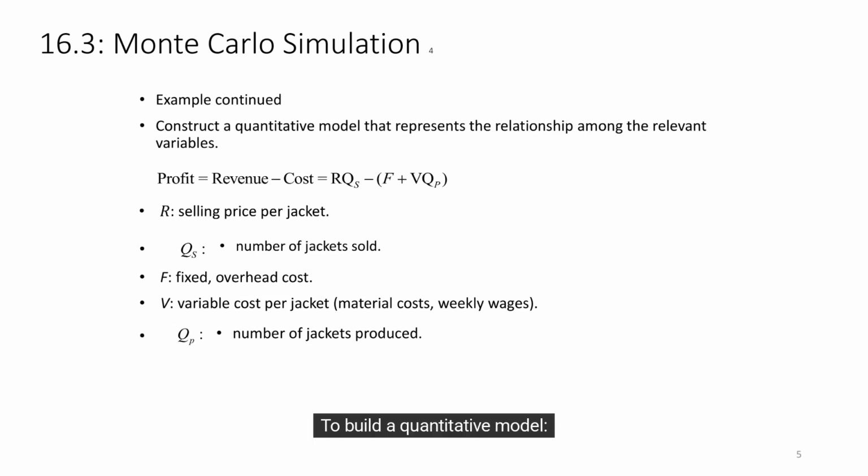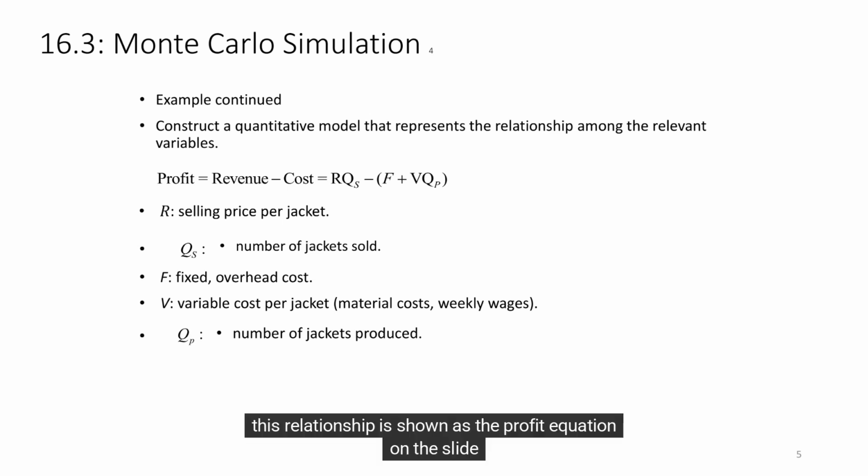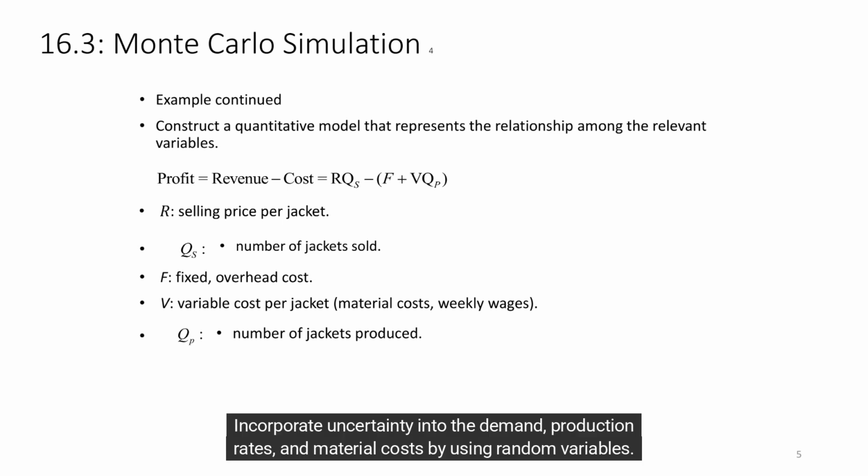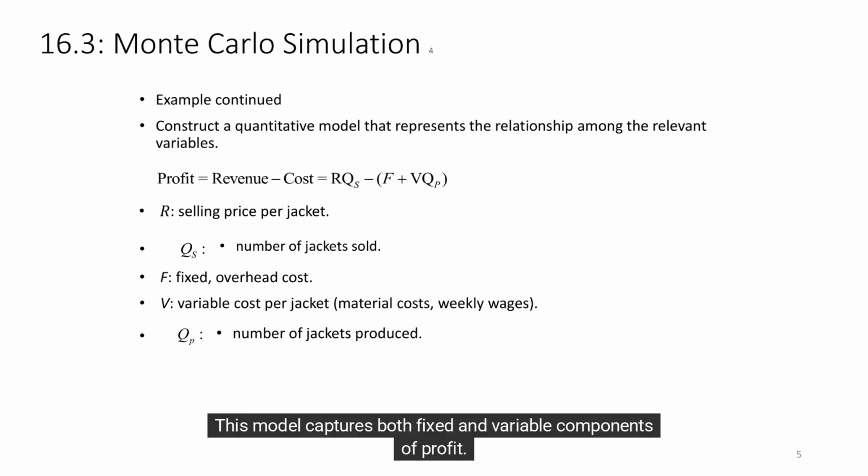To build a quantitative model, define the relationship among variables. This relationship is shown as the profit equation on the slide. Incorporate uncertainty into the demand, production rates, and material costs by using random variables. This model captures both fixed and variable components of profit.